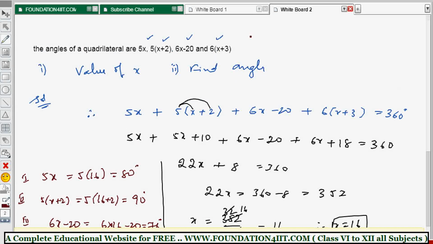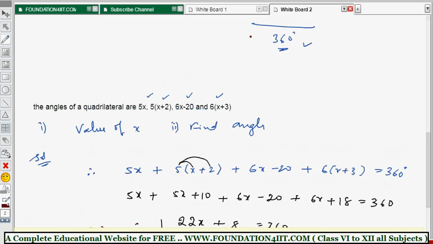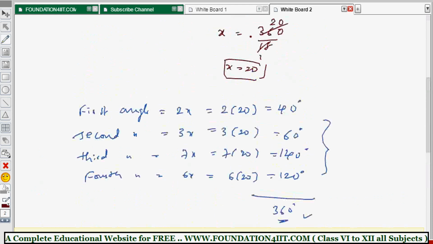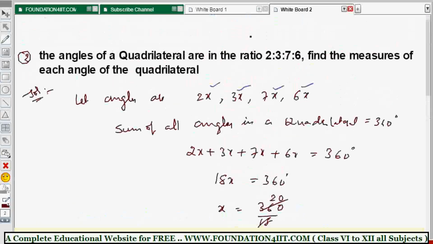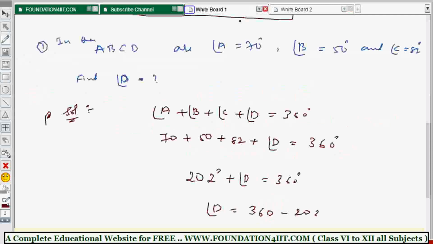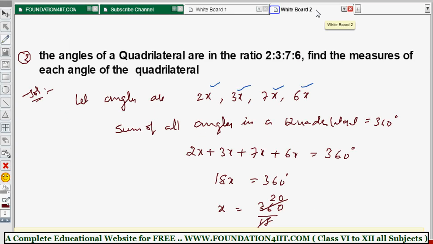So like this you will get problems based on the sum of all the angles of a quadrilateral being 360. So using the theorem we can prove it. Okay, this is a simple thing. And next we will see various types of quadrilaterals.